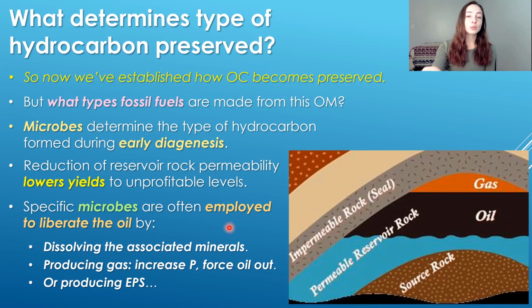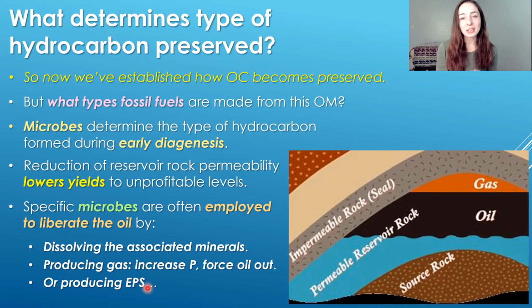However, even though microbes may have caused this problem, specific microbes are sometimes employed to fix it. Sometimes these microbes are used to dissolve the associated minerals and increase the permeability, or just take it away altogether, so that they can get the liquids out. Or sometimes those microbes are used to produce gases, which increase the pressure within that area, forcing the oil out. Or sometimes microbes are used to produce EPS.